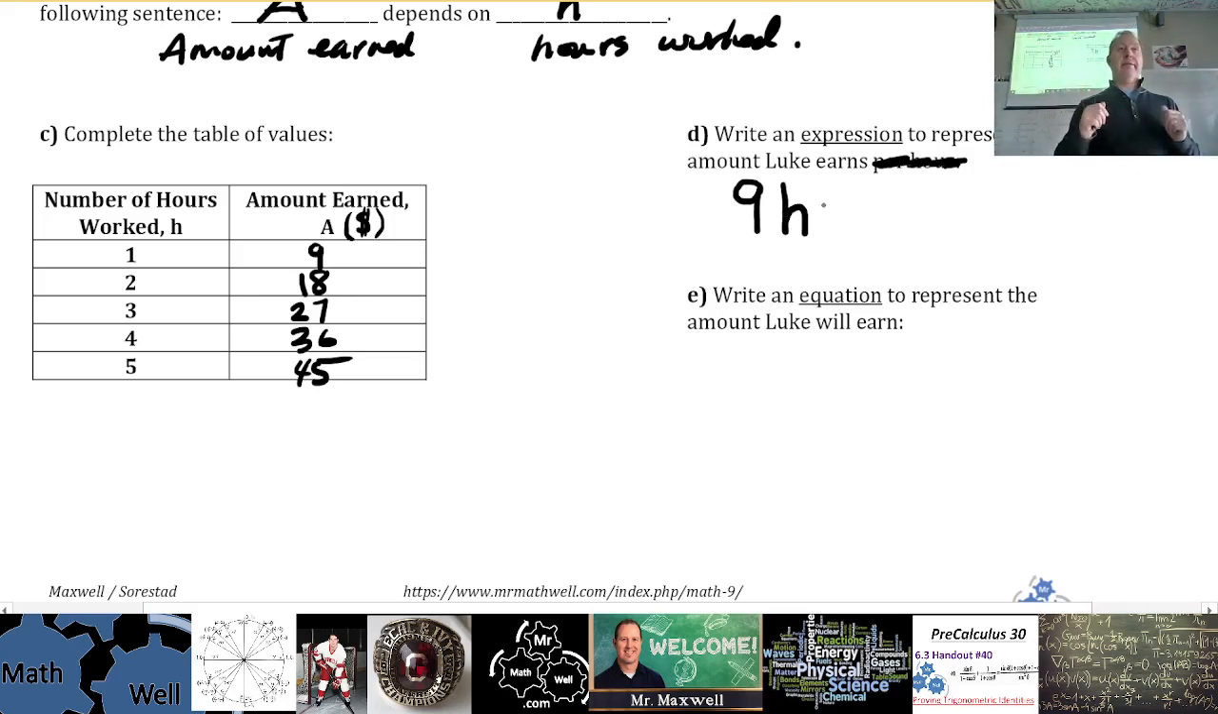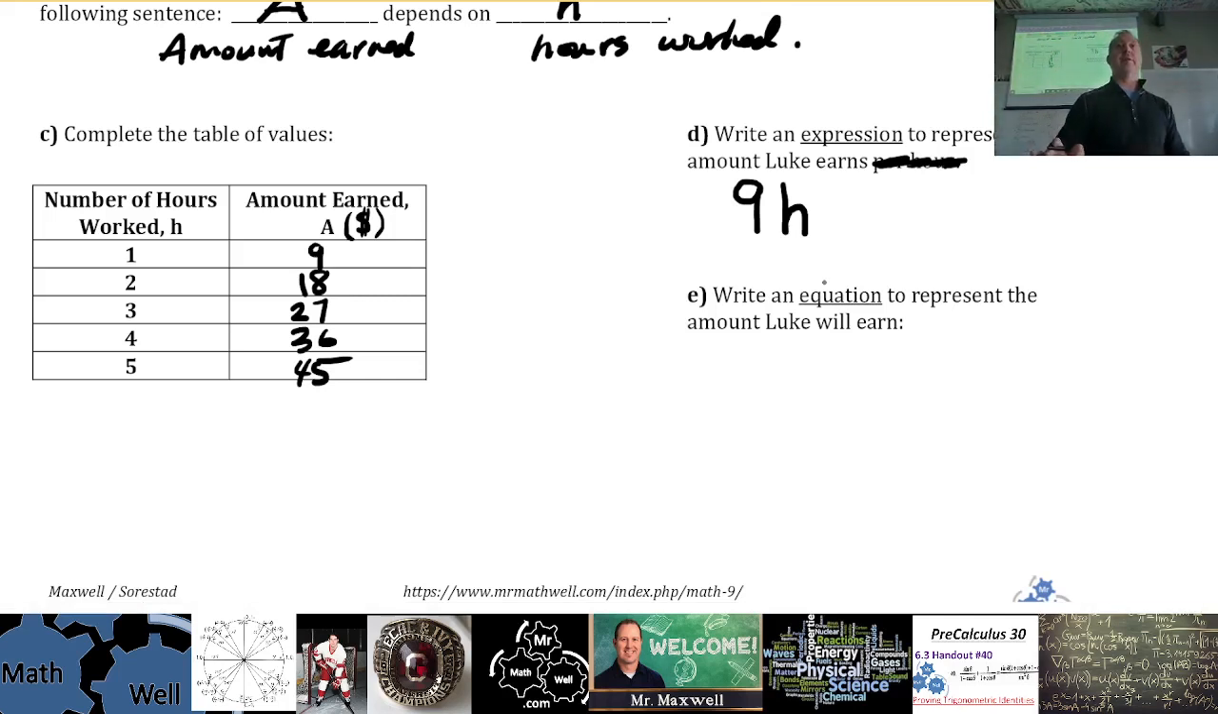Now if we want to include h in that expression, which I want to, we're going to write an expression for how much Luke earns. So it's going to be 9 times h, the number of hours that he works. Everybody got that? So per hour is just 9. The amount he earns as an expression would be 9 times h. Got it? All right.